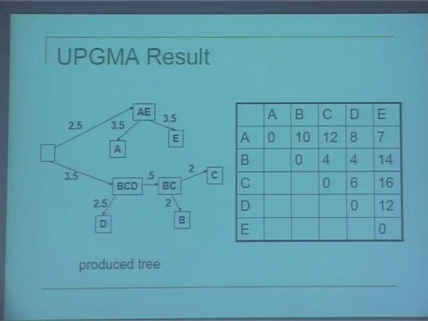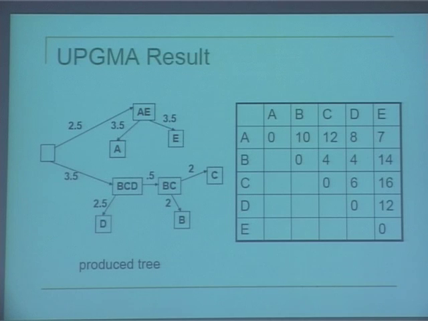But what you notice here is that the path distances here are not the same as the distances that we were given in the first place. It shows that the UPGMA algorithm does not guarantee that you will find a tree which satisfies the original distance matrix.